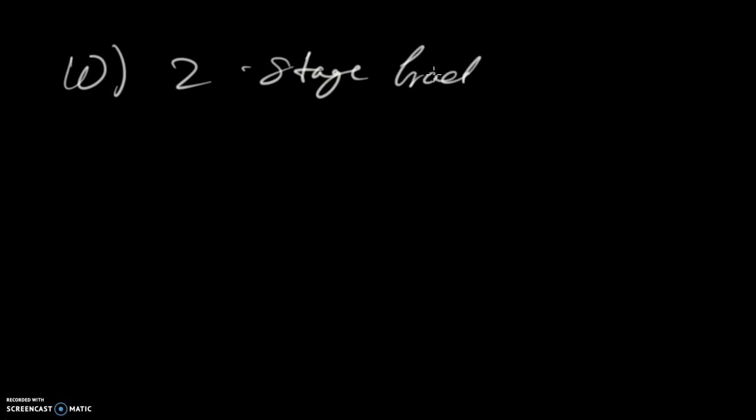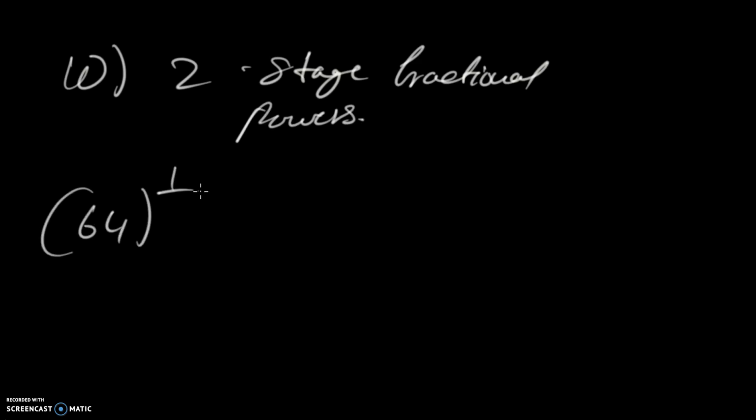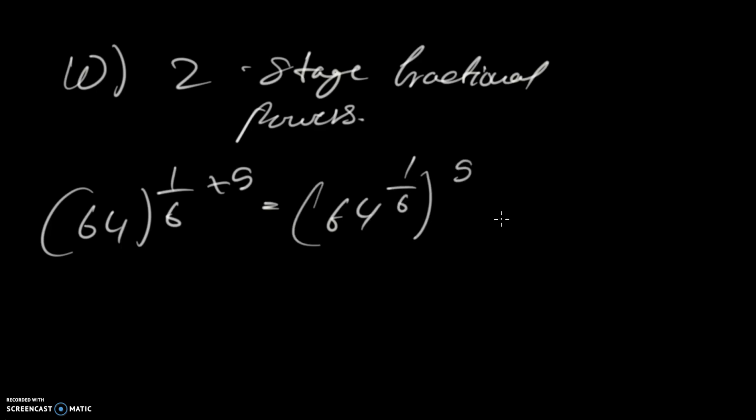Now the last one, the two-stage fractional powers. So we have 64 to the power of 1 over 6 times 5, equal to 64 to the power of 5 over 6. This would turn into 2 to the power of 5, which equals 32, because the 6th root of 64 is 2, and raising it to the power of 5, you get 32.